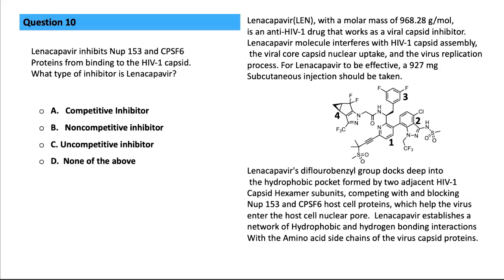Question 10. Lenacapavir inhibits NUP153 and CPSF6 proteins from binding to the HIV capsid. What type of inhibitor is lenacapavir? The second paragraph says difluorobenzyl group, which is number 3 on the diagram, docks deep into the hydrophobic pocket, competing and blocking the host proteins. That information tells us that lenacapavir is a competitive inhibitor, and the answer is A.